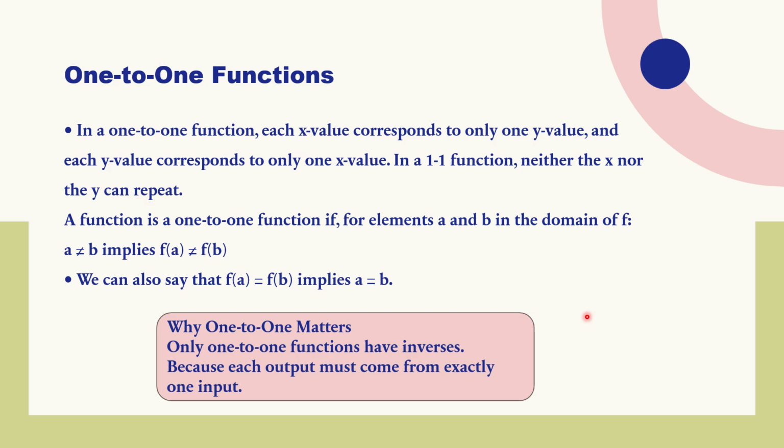Now, why is it so important to know or learn about one-to-one functions? Because only one-to-one functions have inverses. Whenever we need to find the inverse of any given function, we will get the inverse of that function only if that function is one-to-one. If the function is not one-to-one, we don't get its inverse, because each output must come from exactly one input.